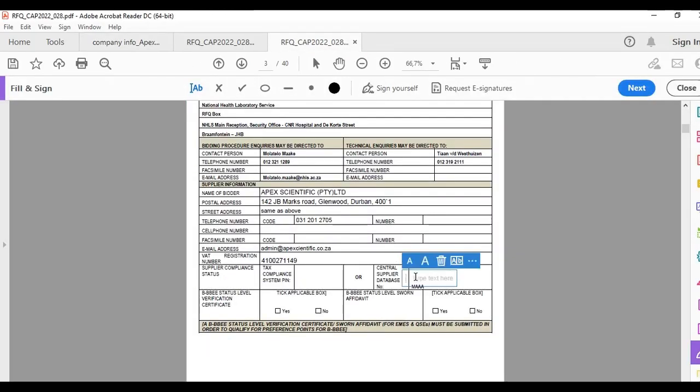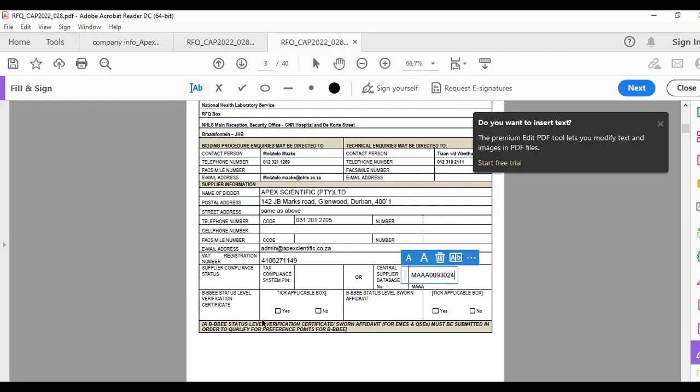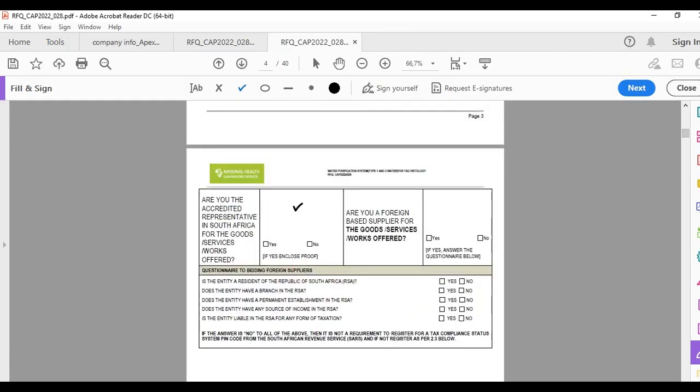Okay, BEE level status, we're going to tick yes because we can provide our certificate. Yes. Okay. Are you the accredited representative in South Africa for the goods, or are you a foreign-based supplier? So we are generally suppliers in South Africa for our imported goods or manufacturers, so we would tick this one because the manufacturer is not based in South Africa, but we are the authorized distributors for them in South Africa.